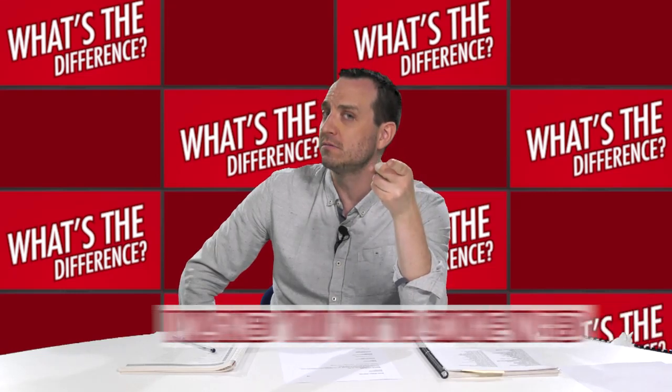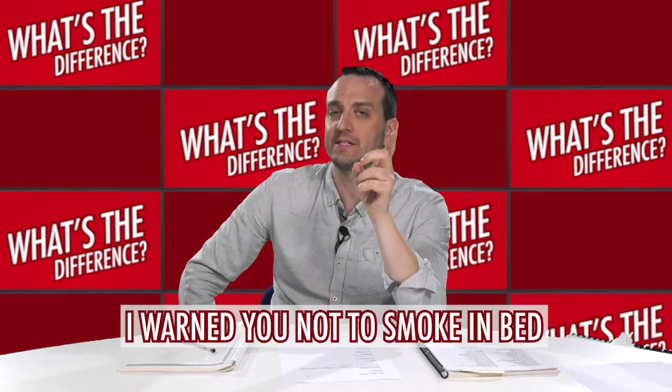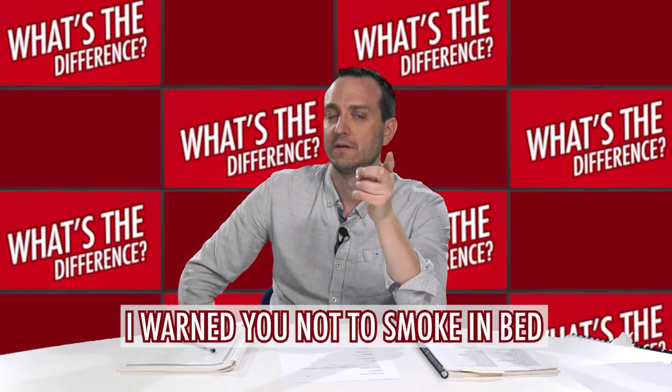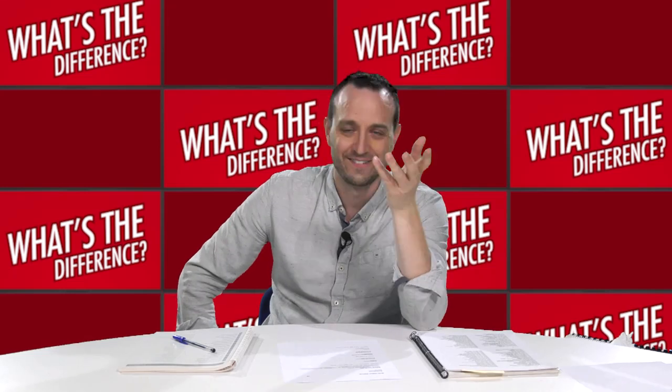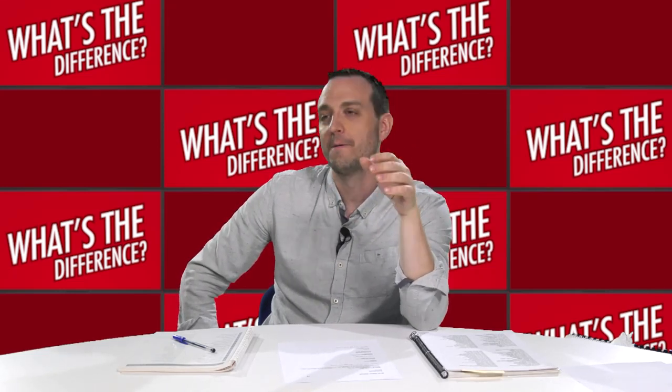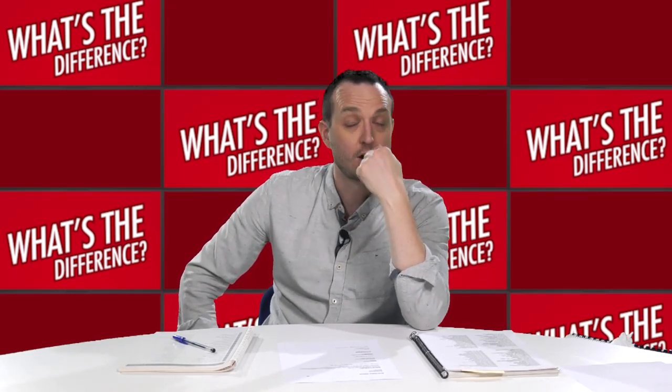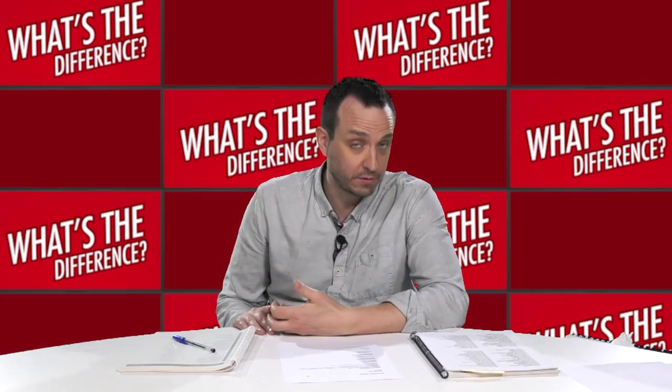I warned you. I warned you not to smoke in bed. It's dangerous. I warned you not to eat yellow snow. It's whatever. I warned you not to go to that neighborhood, whatever. To warn, advertir a alguien porque hay peligro, por ejemplo, or there's some potential negative consequences.